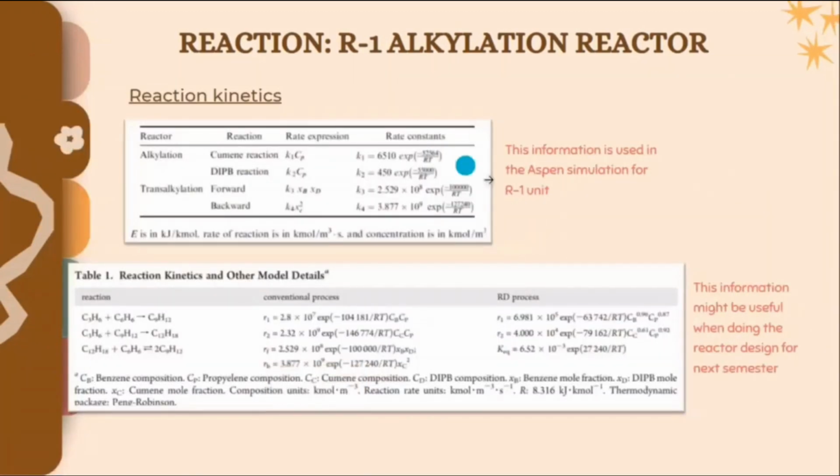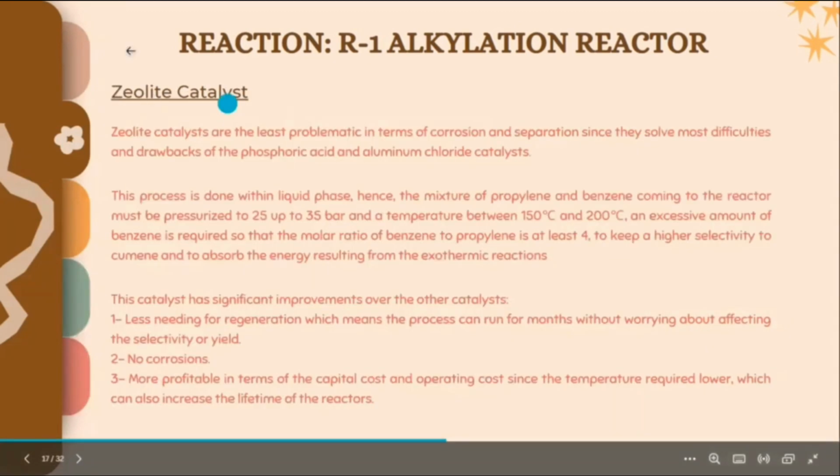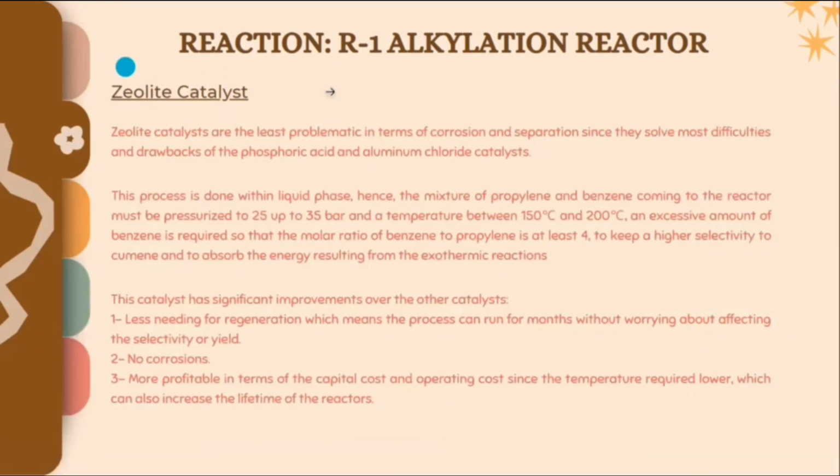This is the reaction kinetic information that we extracted from the journal. This information is used in the Aspen simulation for the reactor units. This information might be useful when doing the reactor design for next semester. Next, the catalyst used in the reactor is zeolite catalyst because it is less problematic in terms of corrosion and separation as compared to phosphoric acid and aluminum chloride catalyst.